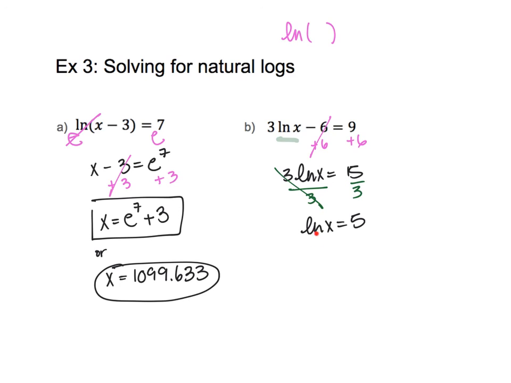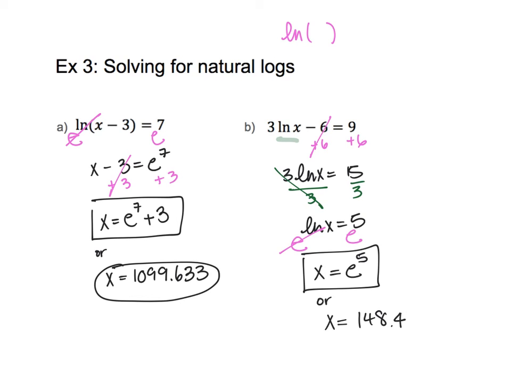And then I have to get rid of this ln next to x. And how do we do it? Well, in order to do it, we have to e it, right? So I'm going to e this side and then e the other side, and that cancels. And so x drops down, and I have e to the 5th power, and I have arrived at my answer. Now, if you want to know what it is in decimal form, or the actual value, if I hit second ln in the calculator and raise it to the 5th power, I get about 148.413 in decimals.